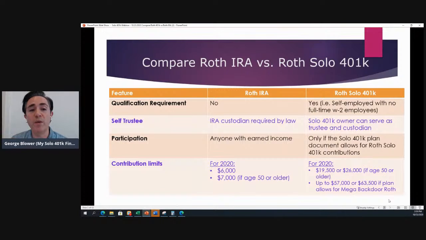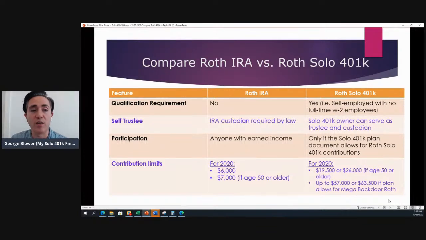A Mega Backdoor Roth is really the industry terminology. What you are doing is taking advantage of the ability to make higher voluntary after-tax contributions. A voluntary after-tax contribution is a different type of contribution. It's different than a Roth contribution. A true Roth contribution is really part of the employee contribution limit. The employee contribution limit is 100% of your self-employment compensation up to $19,500 or $26,000 if you're 50 or older. And that's aggregated across all the plans you participate in.